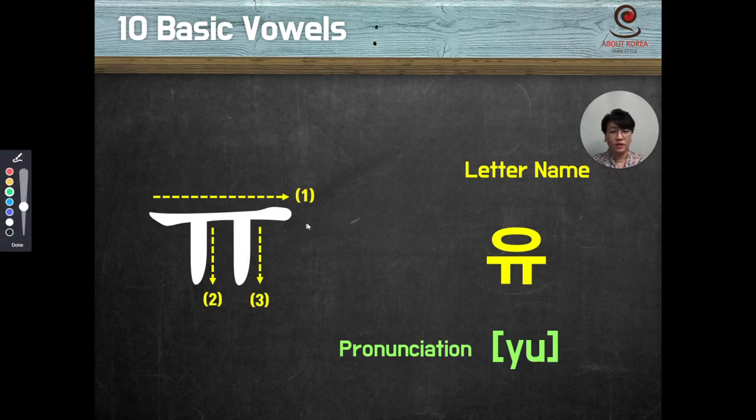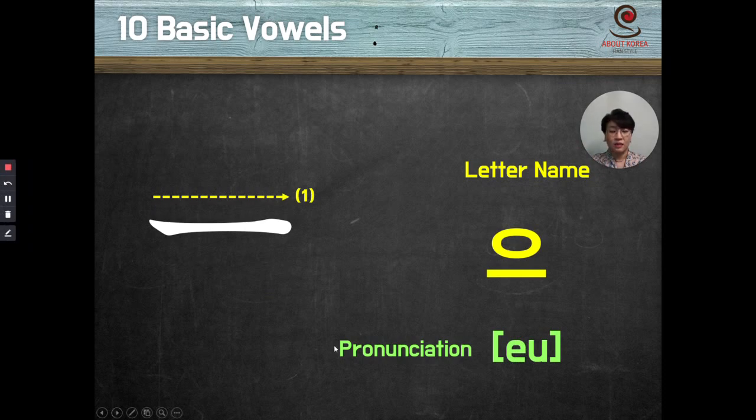Next, yu. Let's write together, 1, 2, and 3. This is yu. Repeat after me. Yu. Great. Doing good, right? Not that difficult so far. You can follow. And next, very simple, right? Try to write. This is the sound. Okay, next.